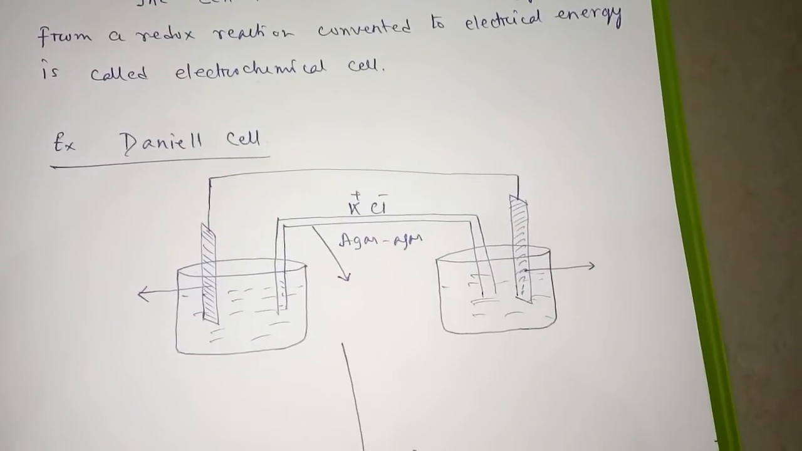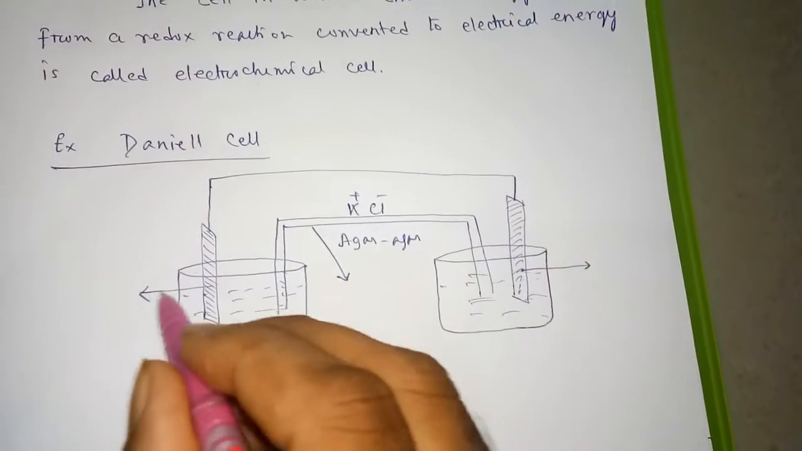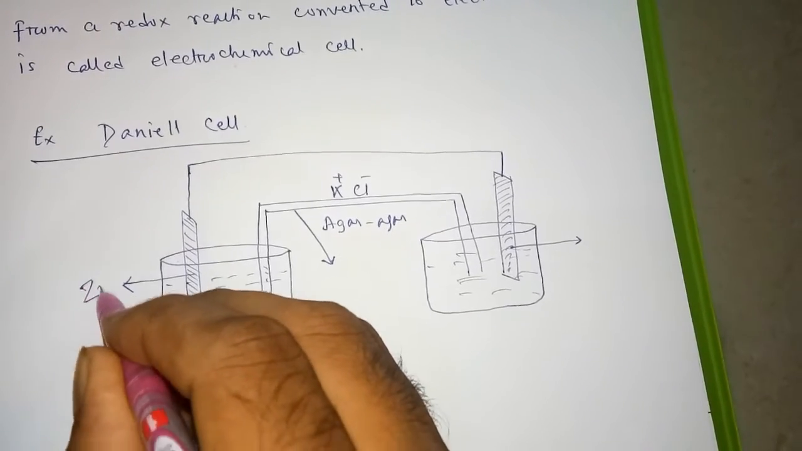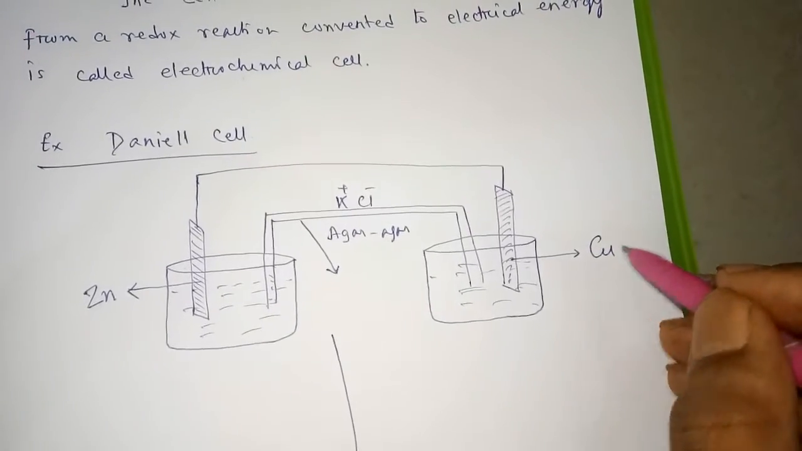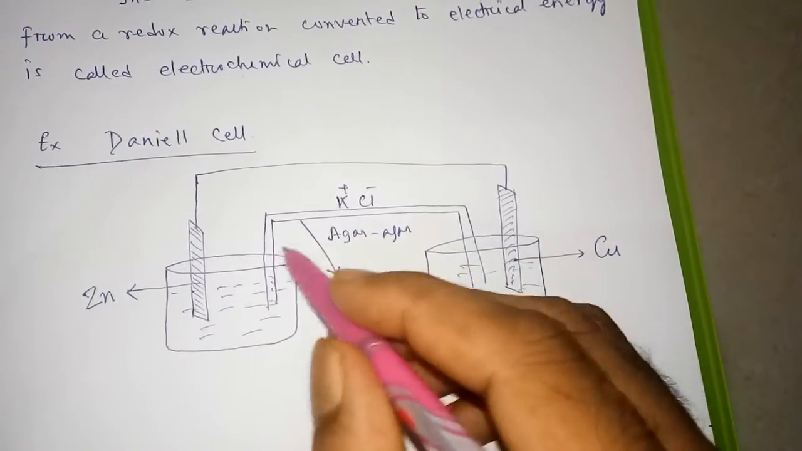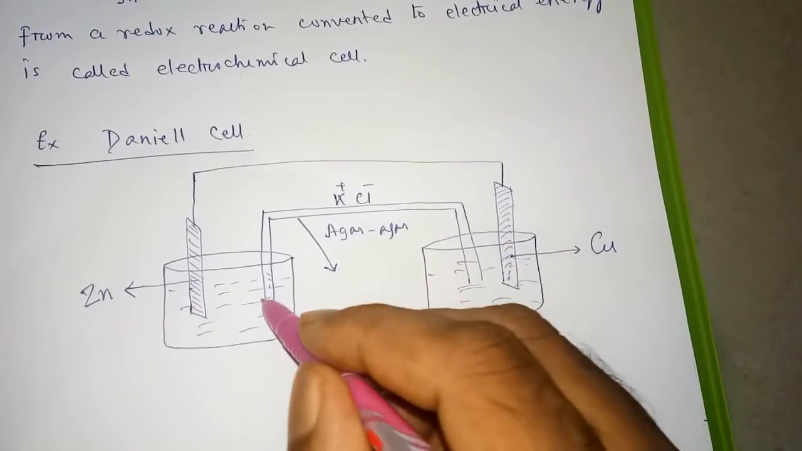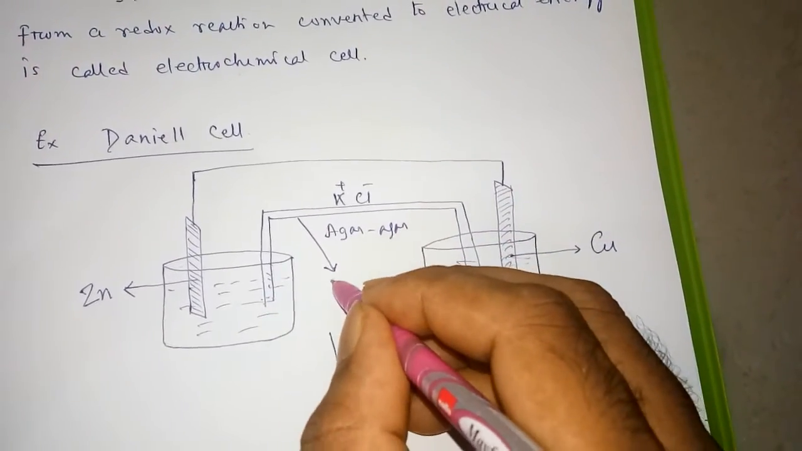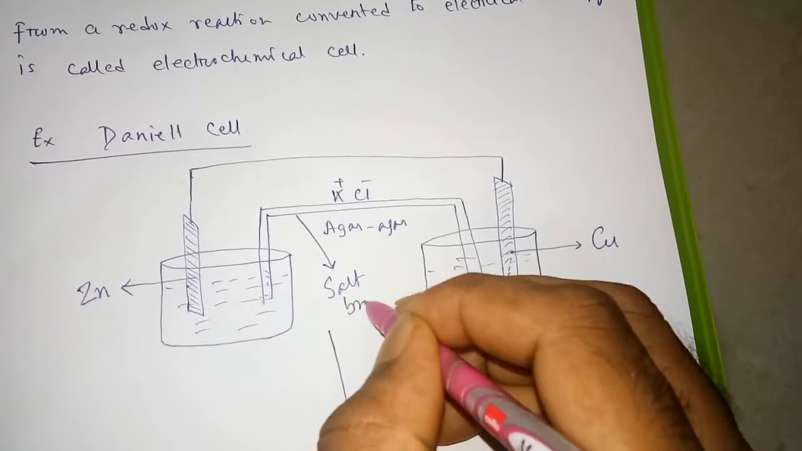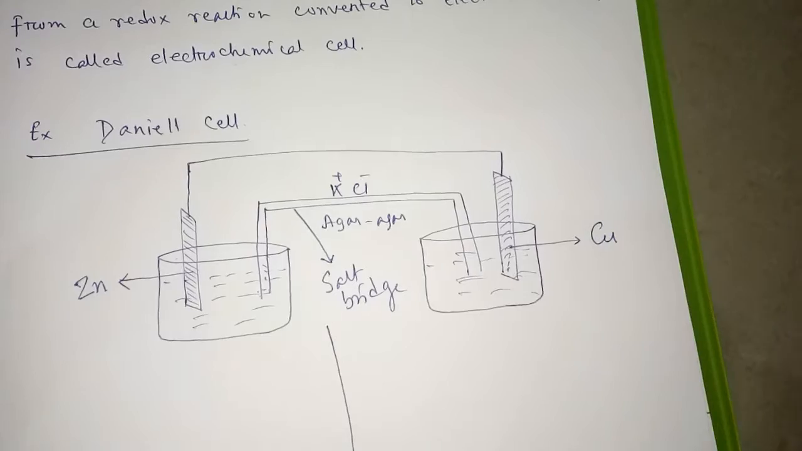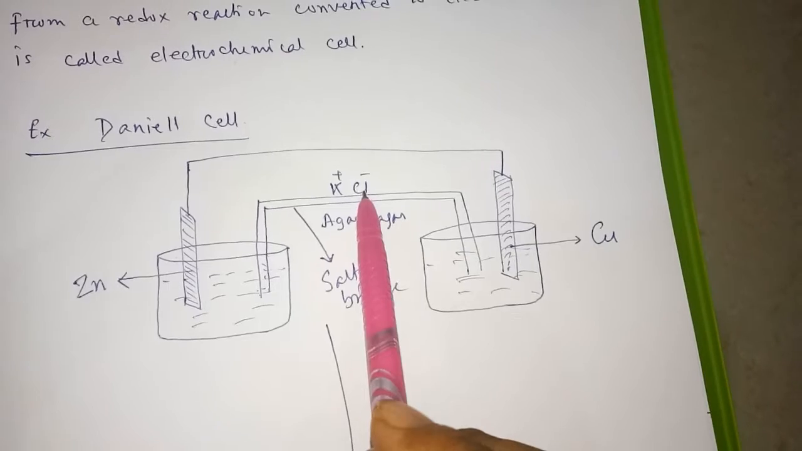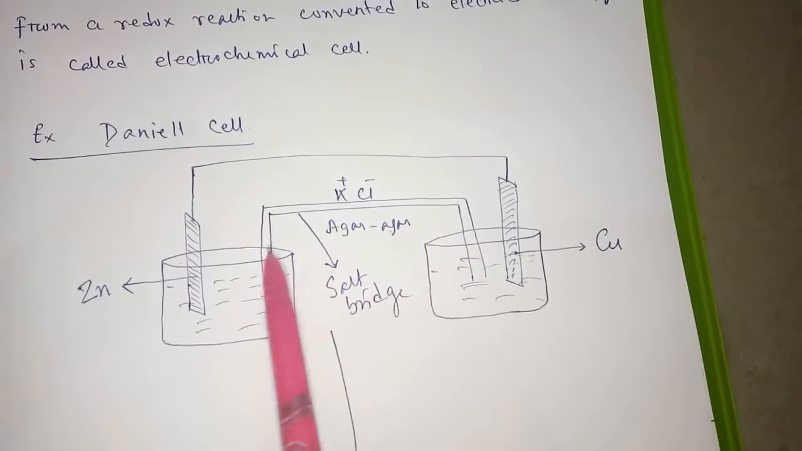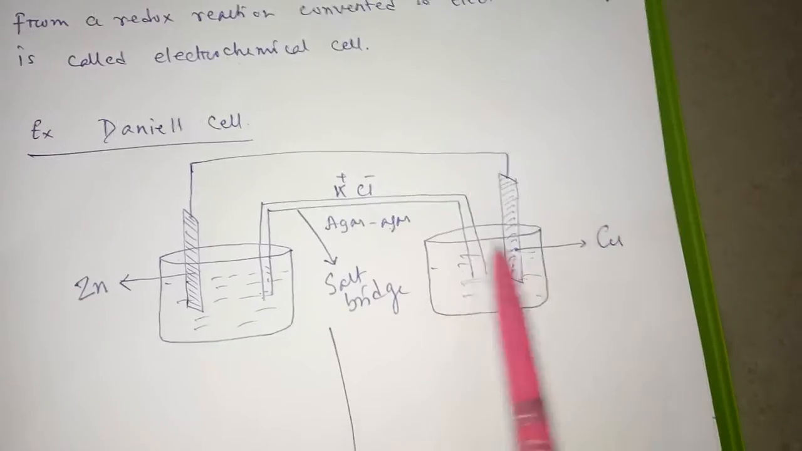Now, as an example, we are taking the Daniell cell. Here this one is your zinc rod, this one is the copper rod, and this bridge that is connected between this half cell and this half cell is called the salt bridge. Now this salt bridge contains a salt like KCl, maybe K2SO4, in agar-agar paste. This is a semi-solid paste that is attached in this one.